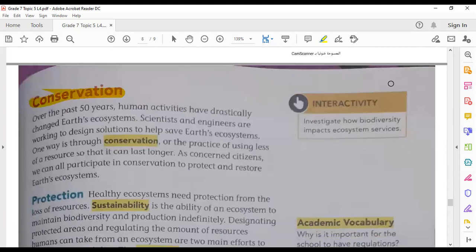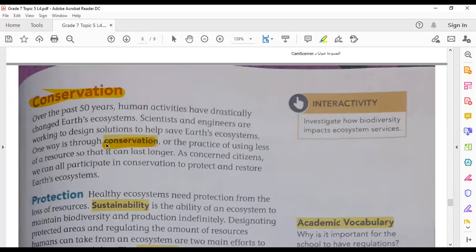What is conservation? I want to ask you a question. Suppose that you have only 10 JDs or 20 JDs, and your father told you that you have these 20 JDs for one month, and he will not give you any money within the month. You have to use this money to pay for your food and whatever else for one month. What should you do? You try to save. You try not to pay much in one day, because you want to save these 20 JDs.